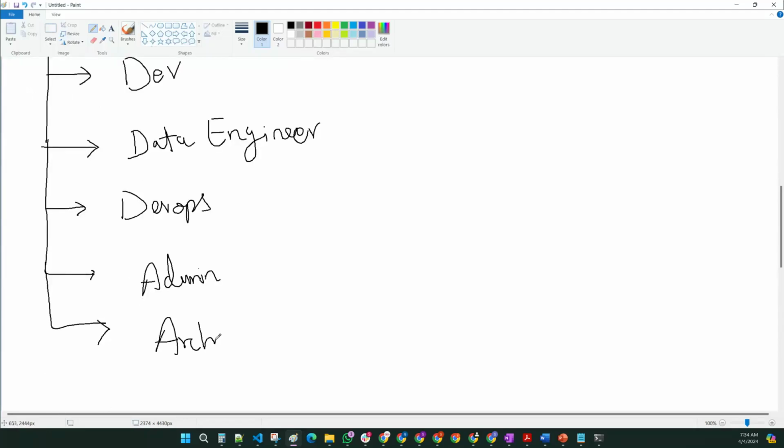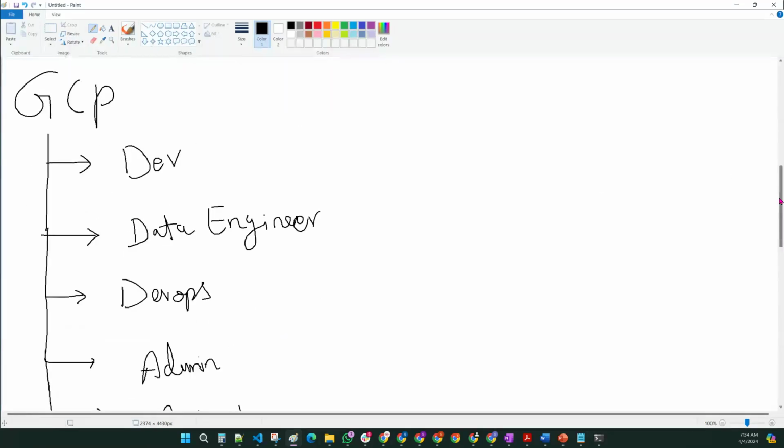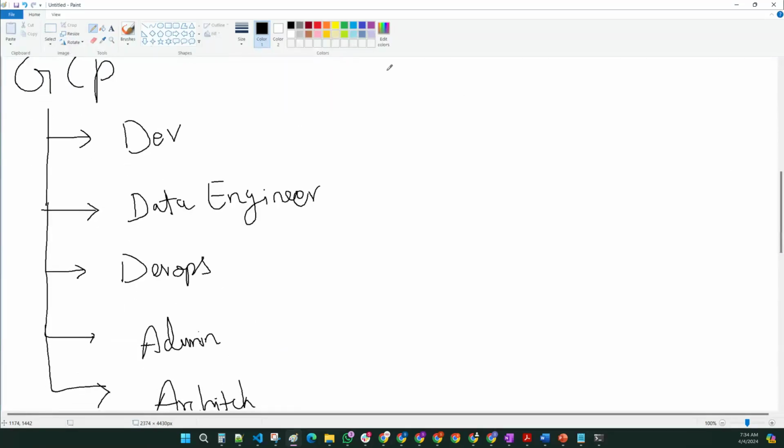So these are the roles that are there for each cloud, not only for GCP. Wherever you go, these roles are the same, even if you go for AWS or Azure, because these are the 3 leading cloud providers. The same thing.